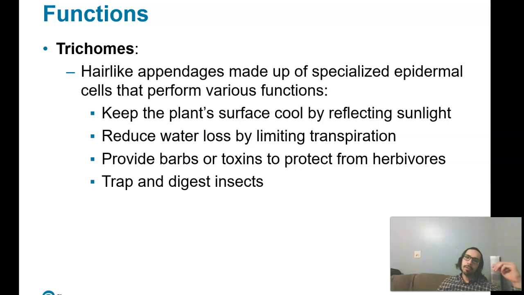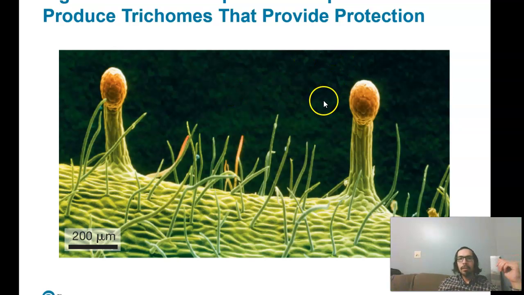And then the barbs or toxins can be used to protect from herbivores. And then also, they can be used to trap and digest insects. So again, this depends on the plant. So here you can see a close-up of trichomes. They can either be hair-like structures like you see here, or they can be a multicellular structure like these here.